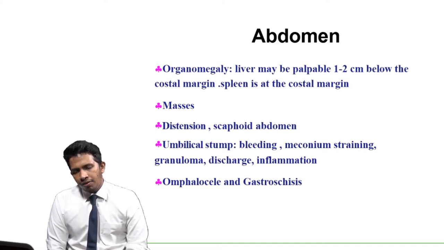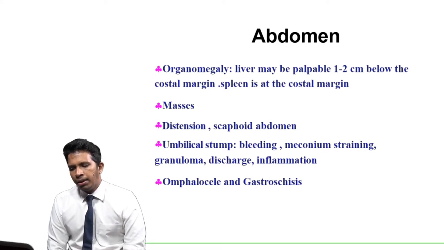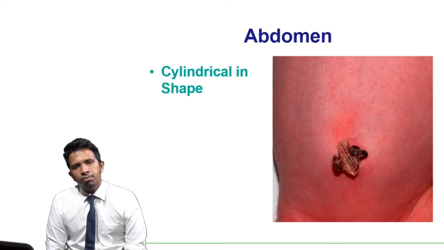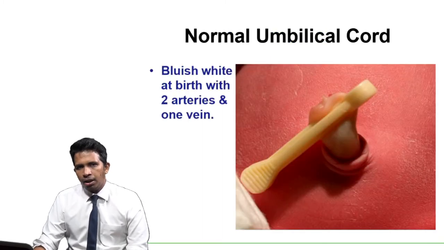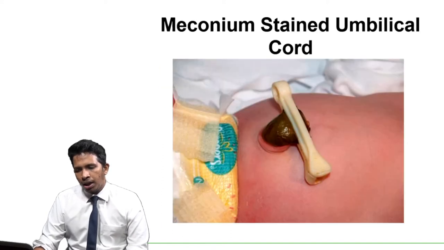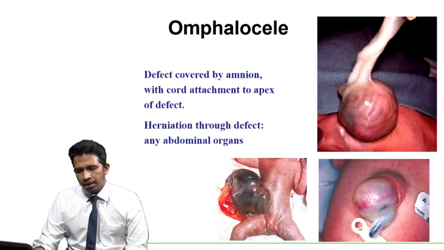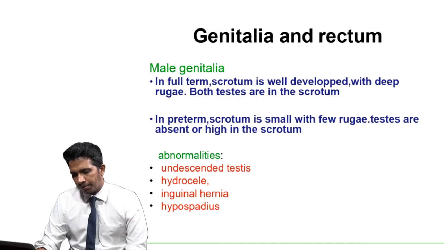Alright, after we look at the abdomen, we will palpate it to see if the child has any organomegaly, if the liver is palpable or the spleen is palpable. Then we can auscultate for bowel sounds as well. This is how the abdomen normally looks. It normally looks cylindrical in shape. The normal umbilicus will be bluish white with two arteries and one vein. This is the appearance of a meconium stained umbilicus, and this is an omphalocele, where the intestine or the abdominal organs herniate through the umbilicus.